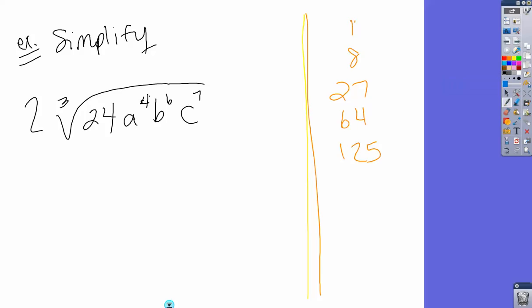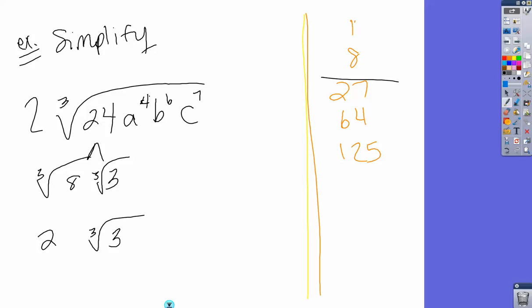So 24 falls between 8 and 27. So does 8 go into 24? Sure enough, it does. Cube root, cube root. So the cube root of 8 is 2. The cube root of 3 I can't do.